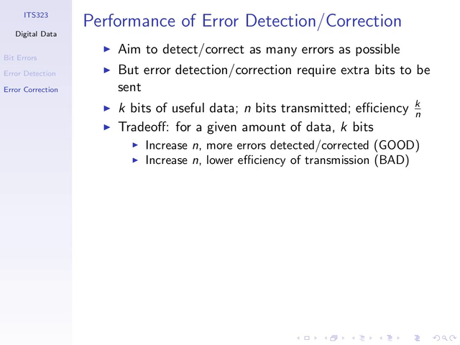Any questions about the efficiency of error detection and error correction? So we have two factors that we care about. We care about the efficiency and we care about the ability to detect and correct errors. And there's a trade-off between them. Increasing n increases our ability to detect and correct errors, but it lowers the efficiency. And that's all we have to talk about for error correction, error detection, digital data communication techniques.